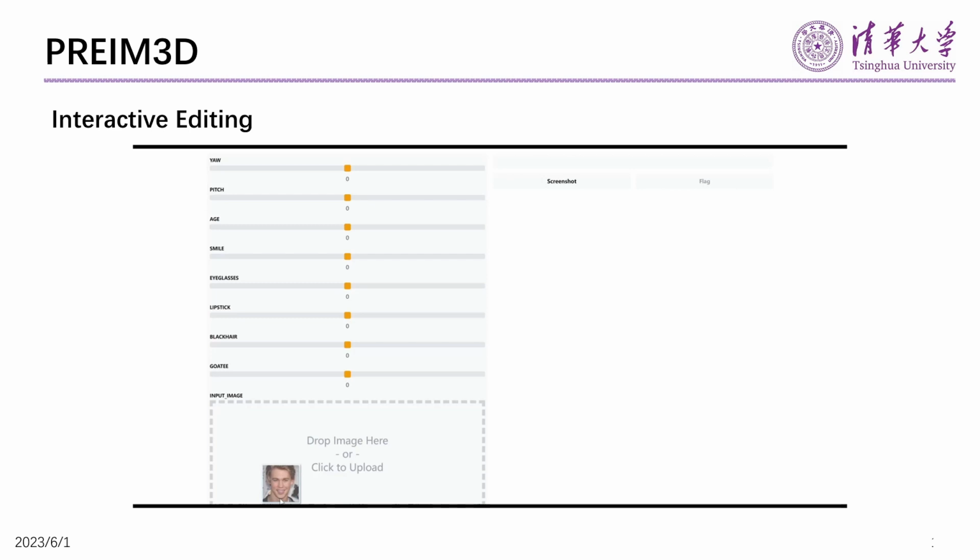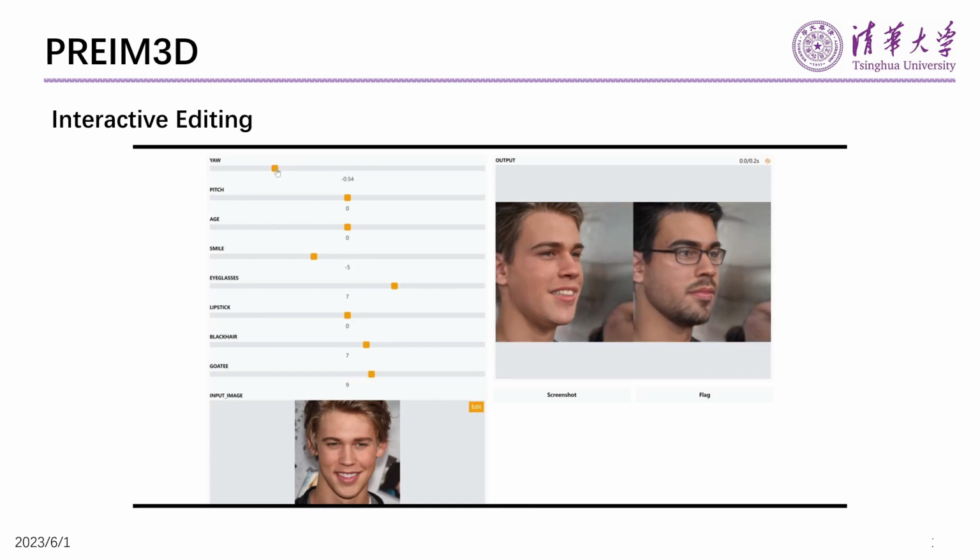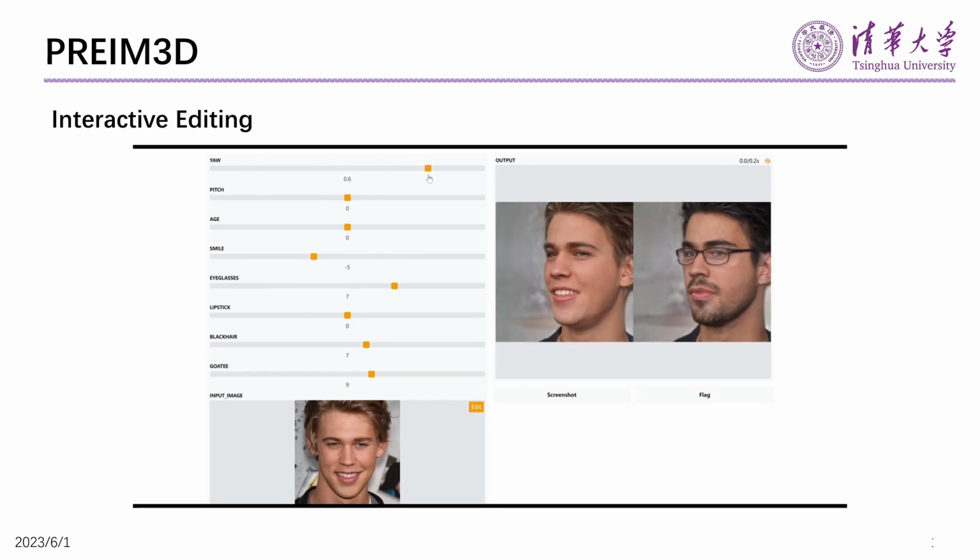The last is a demonstration of interactive editing. After we upload an image, we get the three-dimension reconstruction result, and we can make him stop smiling, turn his hair color to black, put eyeglasses on his face, and let him grow a goatee. The important thing is that we can change the pose at will.